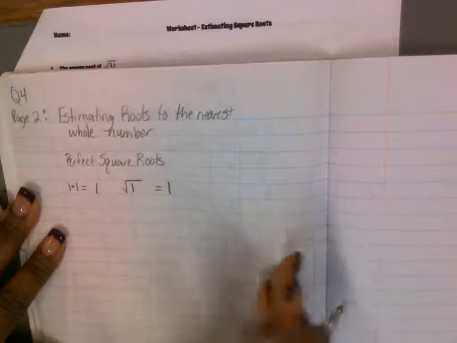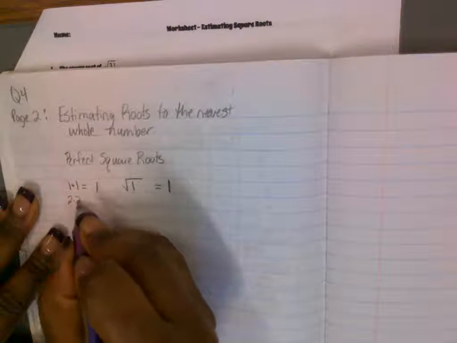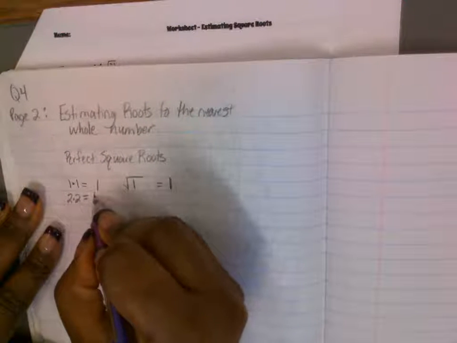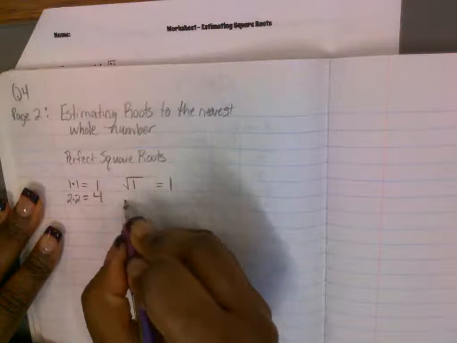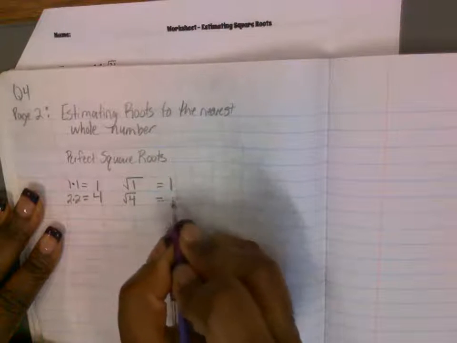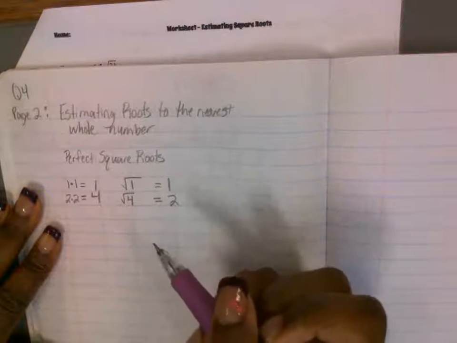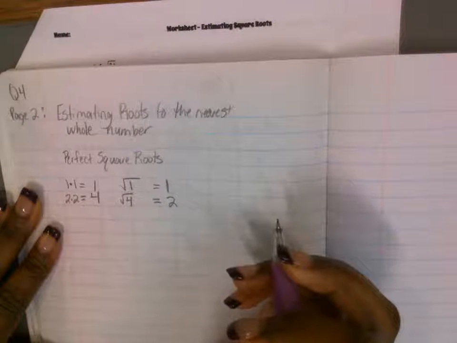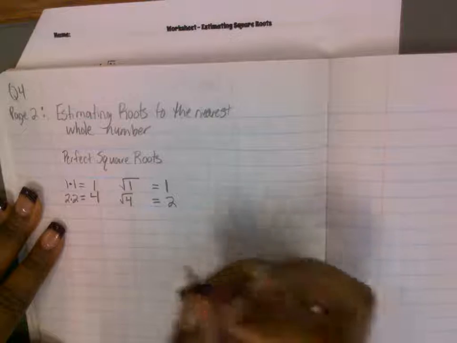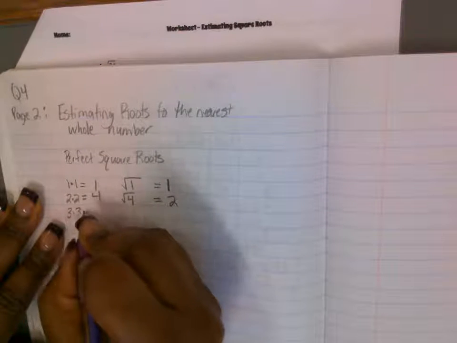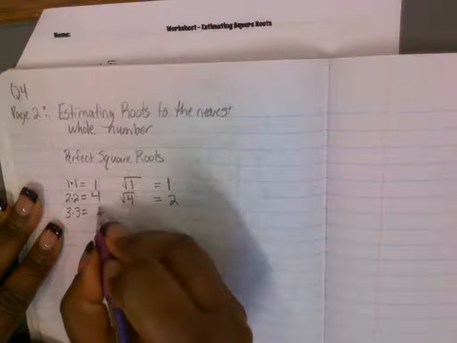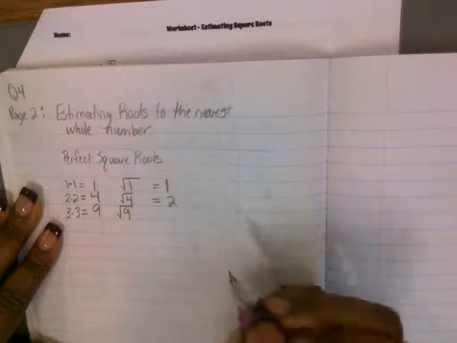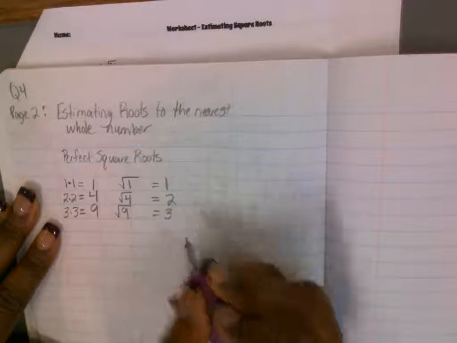Let's do the next perfect square root. Let's do 2 times 2. What is 2 times 2? Anybody? Hello? 4. So we have the square root of 4 is equal to 2. Why? Because 2 times 2, 2 when you multiply it times itself is equal to 4. Okay. The next perfect square root is 3 times 3. What is 3 times 3? 9. Okay. So the square root of 9 is equal to 3.